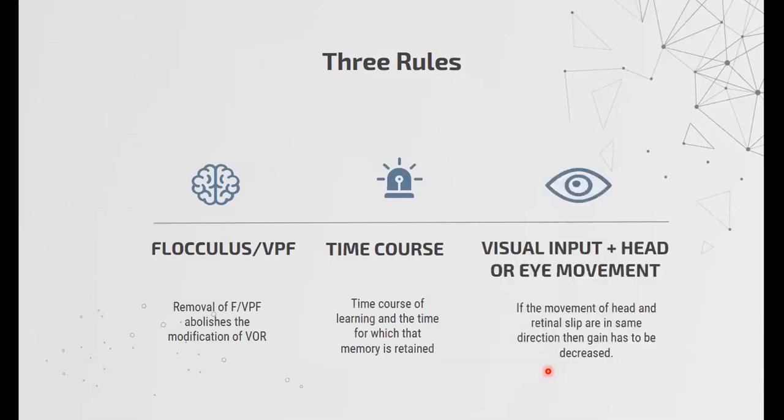And third thing which we noticed was visual input and head or eye movement, because in the signal flow we saw that the head movement is encoded by vestibular nerve. We also need the retinal signals. So if the movement of head and retinal slip are in the same direction, then gain has to be decreased. So that needs to be there.